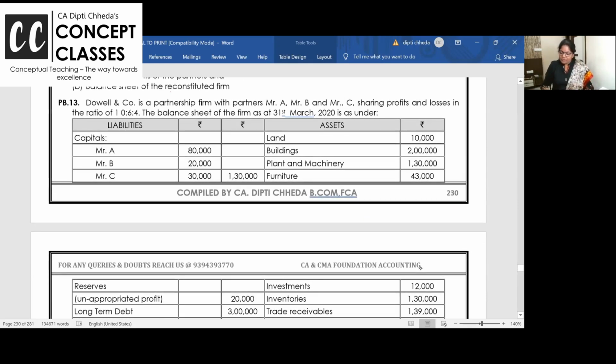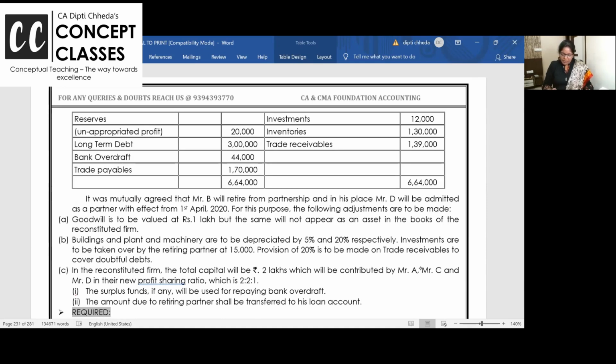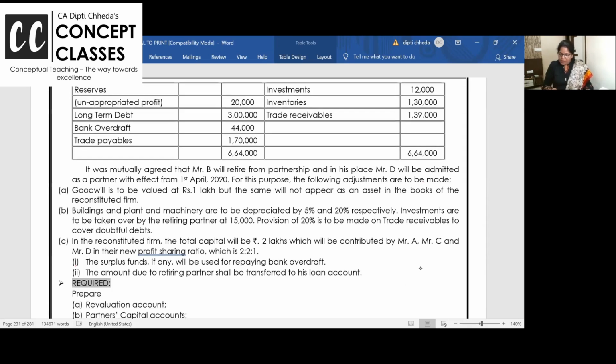Dowell is a partnership firm. A, B, C are partners in the ratio 10:6:4. Bank overdraft and all is given. It was mutually agreed that B will retire and in his place D will come. For this purpose, goodwill is 1 lakh, but it should not appear in the books. So raise the goodwill and write off. Building, plant and machinery are to be depreciated, investments and all.